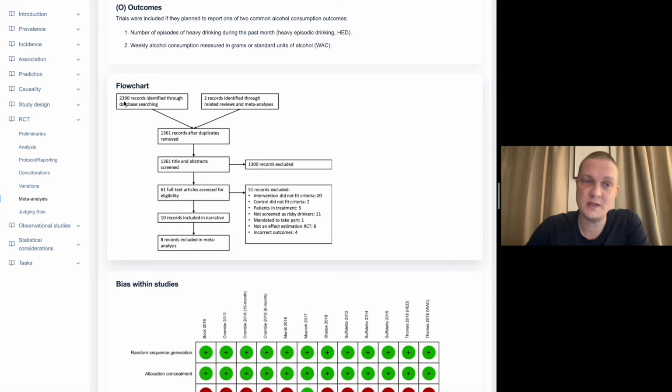We found 2,390 records. We removed duplicates. We went through title and abstracts. We found 61 full-text articles that we wanted to read through. 10 of those were included in a narrative review, and then 8 of them were included in the meta-analysis. This is a lot of fun. I have to admit, this is a lot of fun.